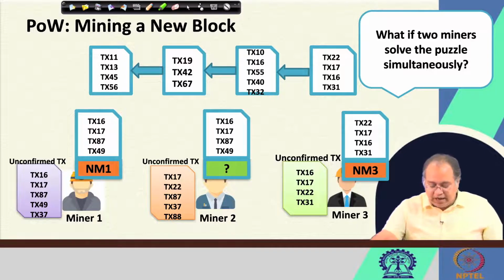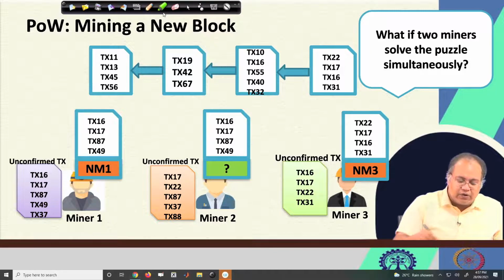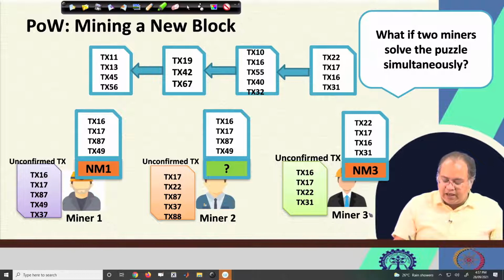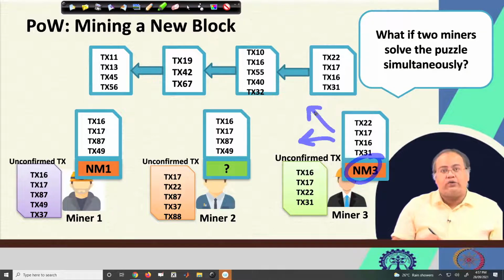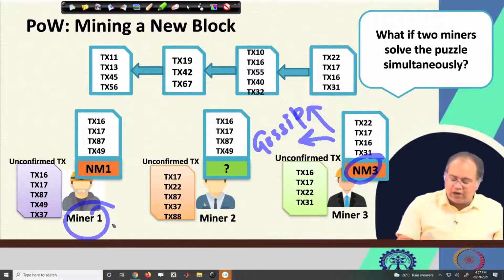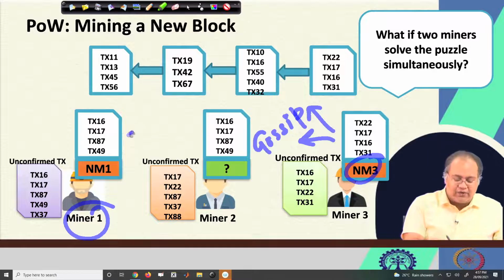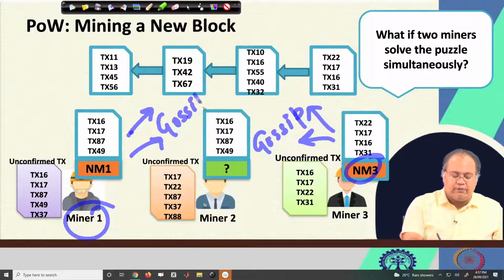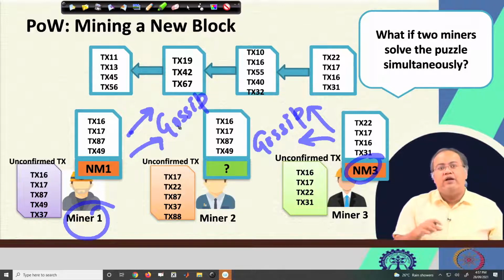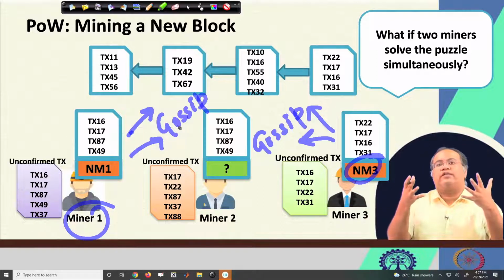But it might happen that, say, miner 3 has found the solution and is gossiping this block to others. At that time miner 1 has not heard of the block which has been broadcast from miner 3, and miner 1 also finds the solution at that instance of time, and also broadcasts that information through the gossip protocol. So, from two parts of the network two different blocks get propagated.